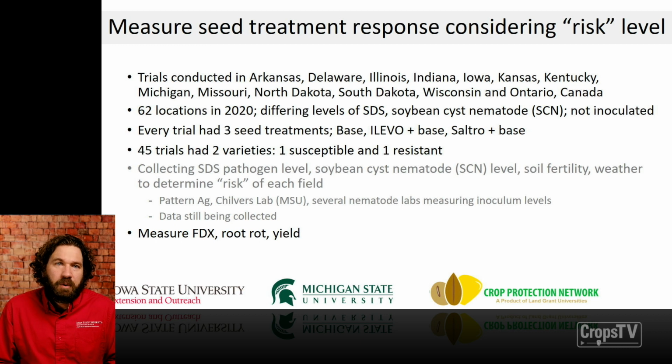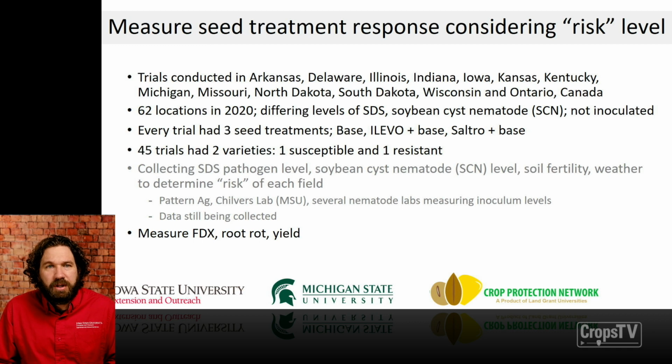And so we ended up with, miraculously, in a year where a lot of us struggled to get plots out there just because of a lot of the restrictions that we had with doing research, 62 locations in 2020. You can see the list of all of the states and Ontario that contributed. Each of these trials had a base, Elevo plus a base, and Saltro plus a base. 45 of the trials had the same resistant and susceptible varieties, and then the other locations only had one variety.